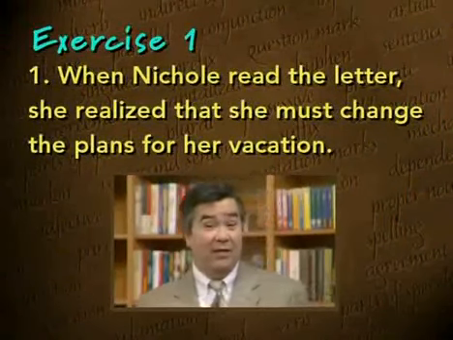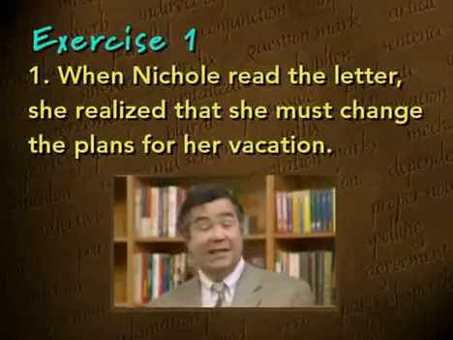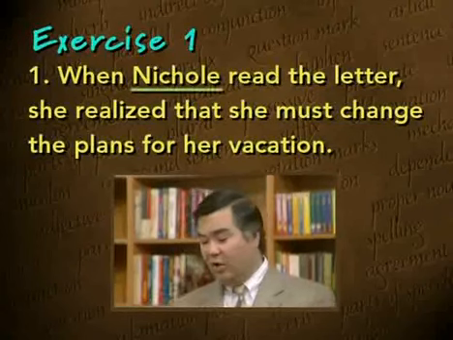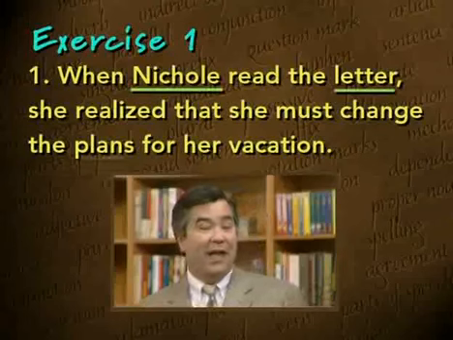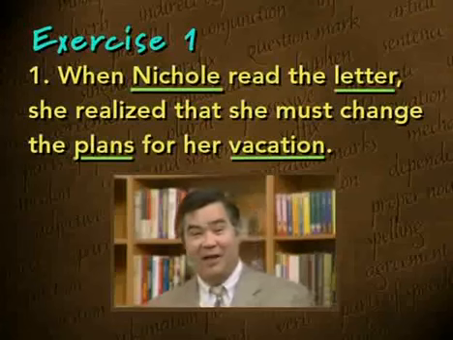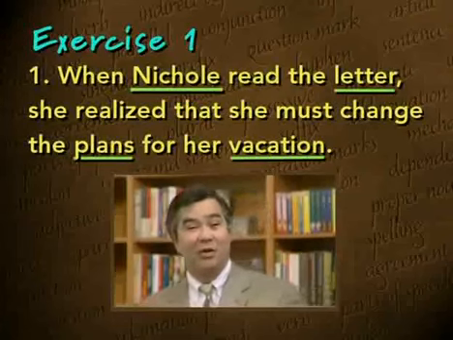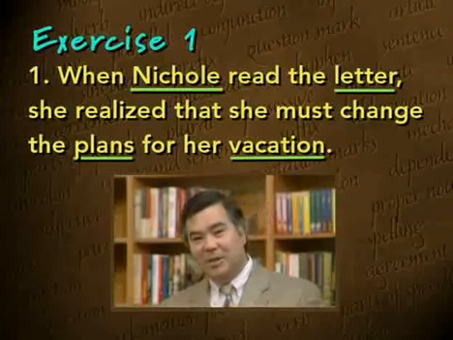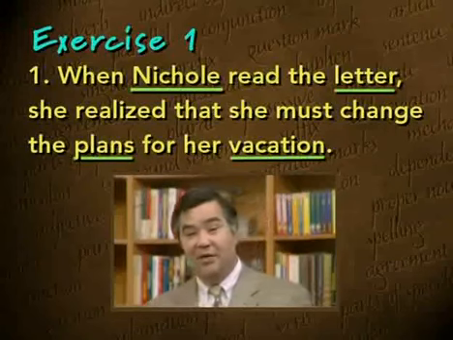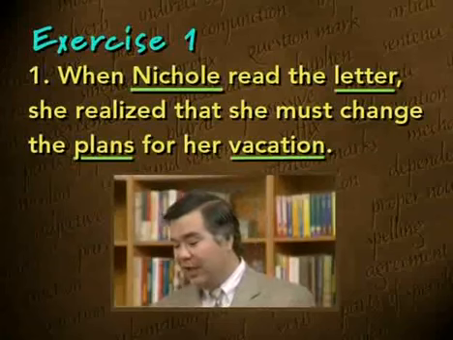Let's begin with the nouns. How many nouns did you identify in this sentence? This sentence actually contains 4 different nouns. The nouns are Nicole, letter, plans, and vacation. One of these nouns is a proper noun. That's why it begins with a capital letter, and that's the noun Nicole. It's a proper noun because it names a specific individual. All the other nouns in this sentence are common nouns. They name categories of things, and that's why they don't have to begin with capital letters.